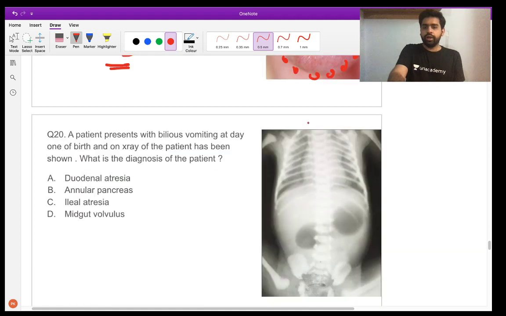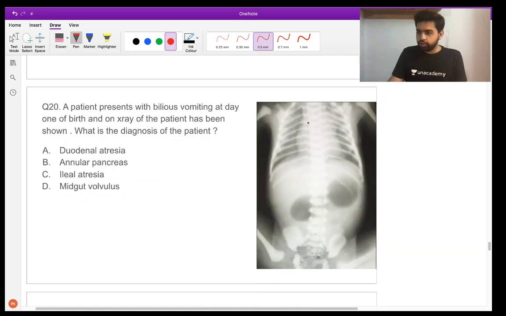Now, coming to the last question of today. I assume that everybody should get this particular question right. A patient presents with bilious vomiting at day 1 of life. An X-ray of the patient has been shown to you. What is the diagnosis? What is being shown in the X-ray? This is a double bubble appearance. So it is a duodenal atresia, annular pancreas, ileal atresia, or a midgut volvulus. What is the answer to this particular question?